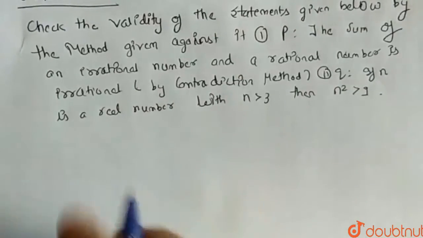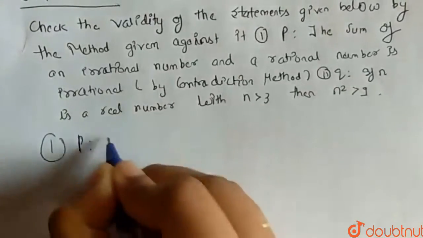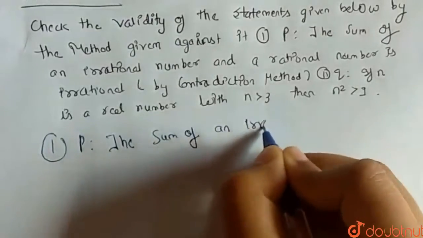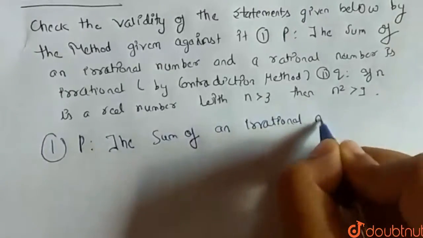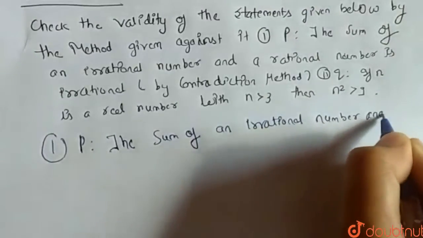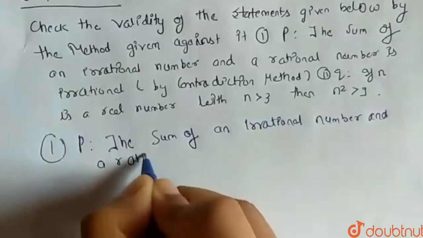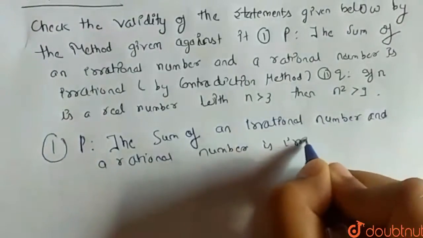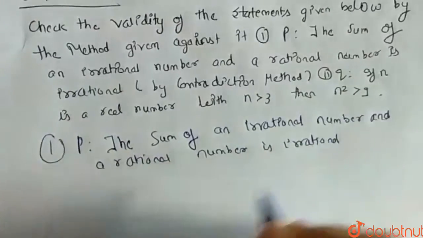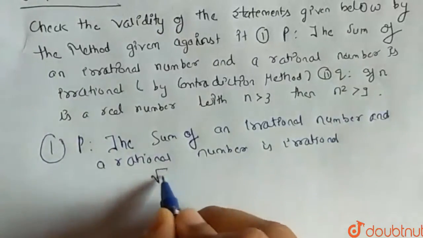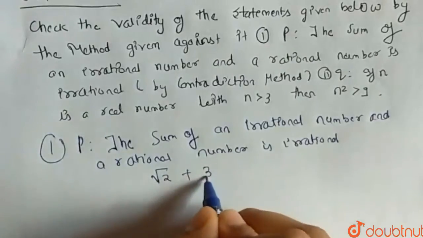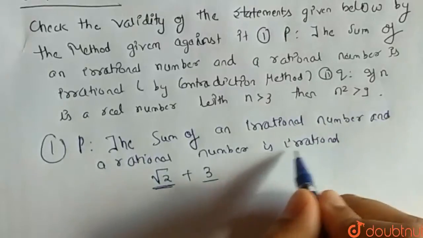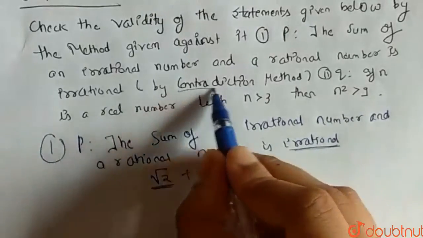So the first statement, that is given as P: the sum of an irrational number and a rational number is irrational. So let an irrational number be root 2 and a rational number be 3. Here we have to add the irrational number and the rational number, and we have to prove that it is an irrational number by using the contradiction method.